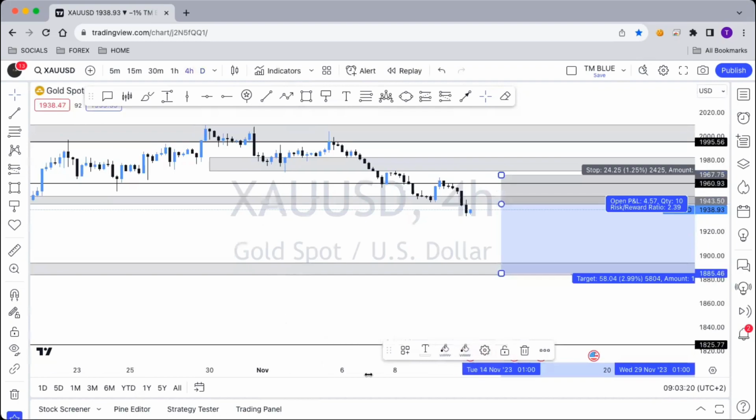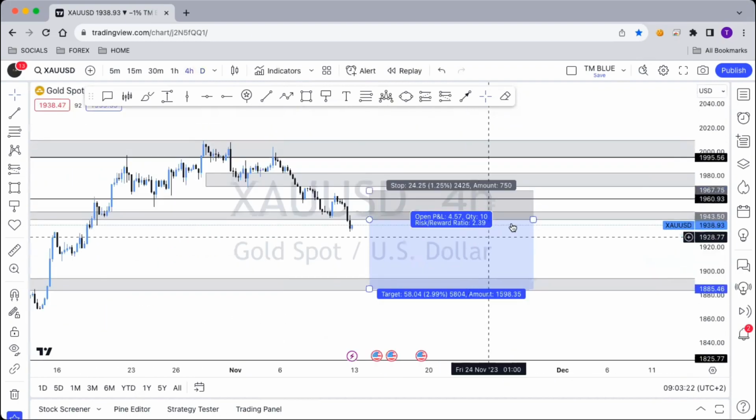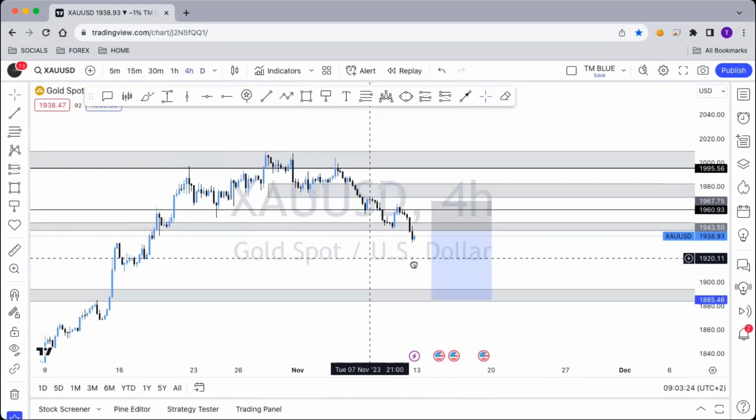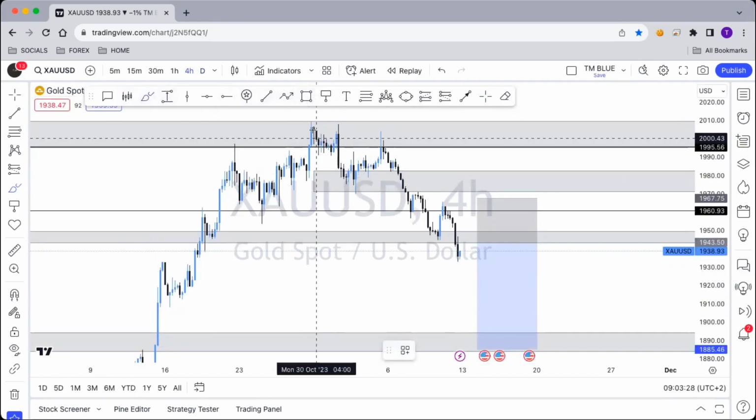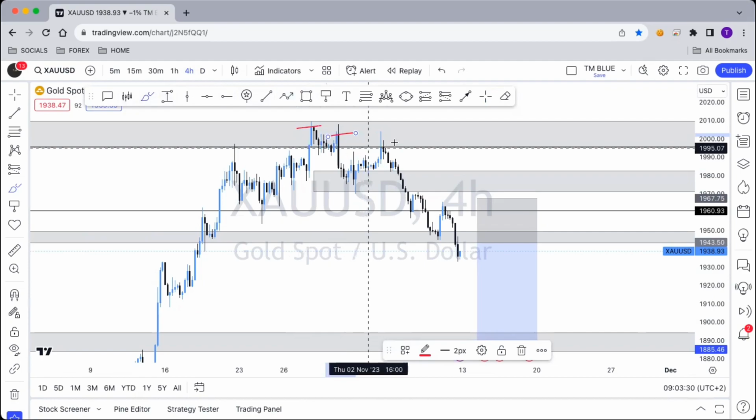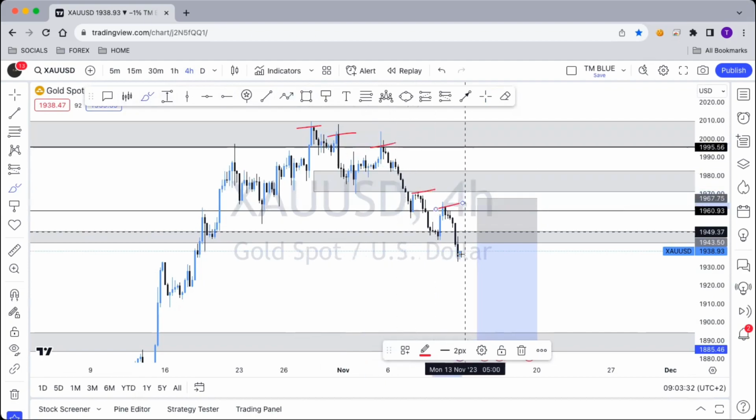So I'll be monitoring it from my 4H, as long as the 4-hour time frame continues to create lower lows and lower highs as it has been doing. Look at the lower highs. Look at the structure here. If it can come back and create another one, that is a perfect trade to the downside.